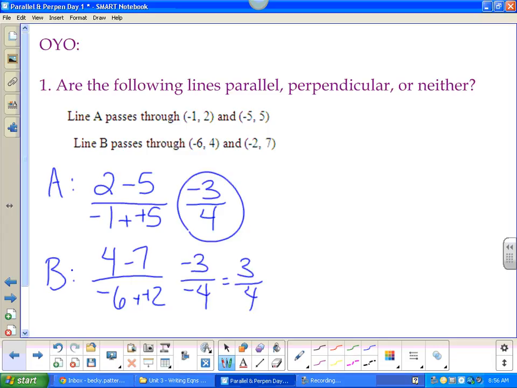So if one slope is negative 3/4 and the other is positive 3/4, are they the same? No. So they're not parallel. Are they opposite signs and flipped? No. So they are not perpendicular. So these are neither. This one's tricky because they're really close and it makes you want to say that they're parallel or that they're perpendicular, but they are neither because it doesn't fit any of the qualifications.